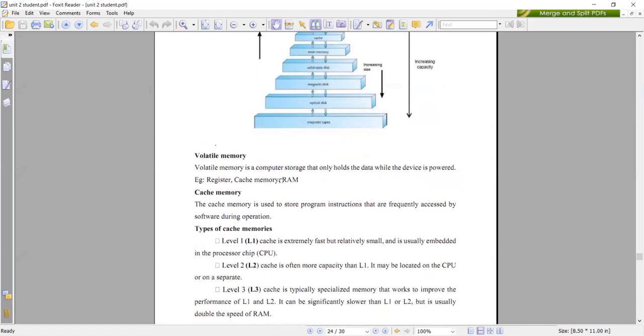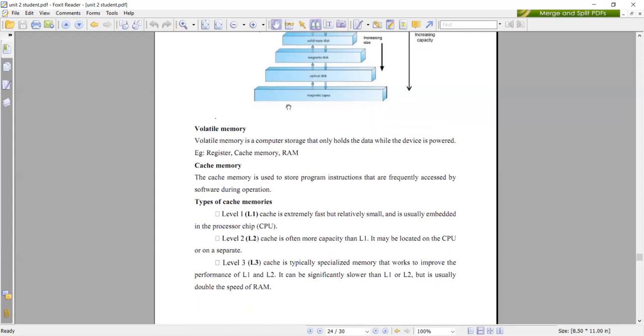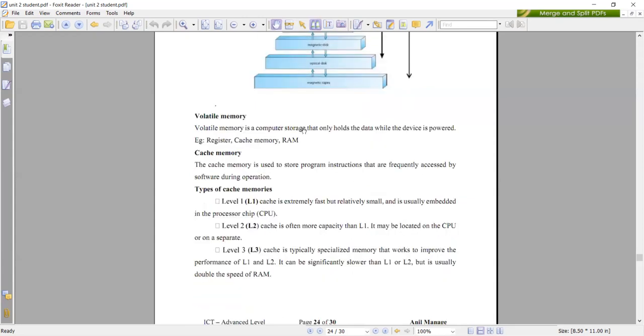Then, when you are taking volatile memory, we have different memories. Volatile memory means when the power goes, whatever is inside the memory will be deleted.